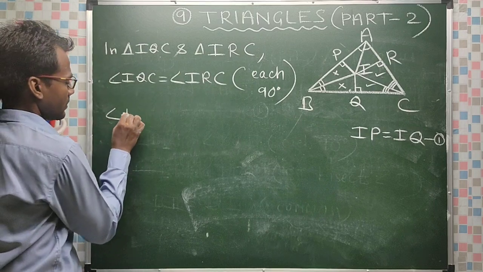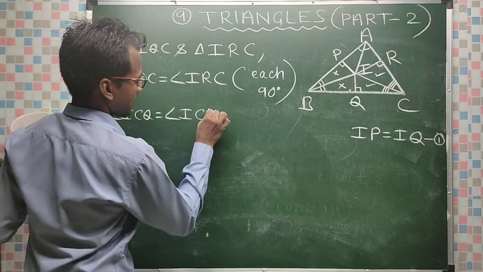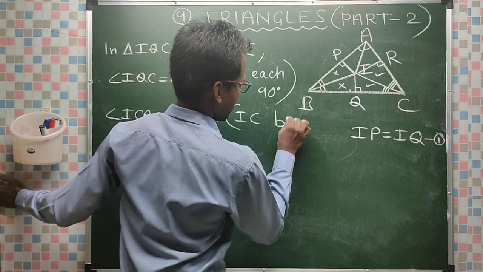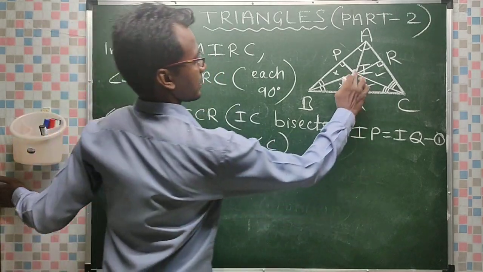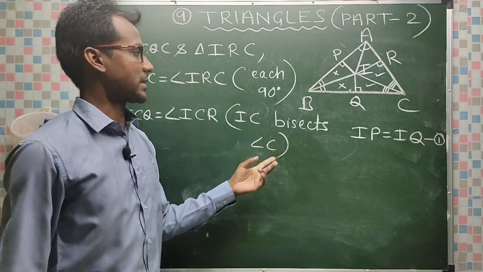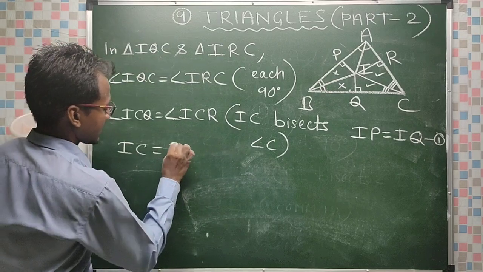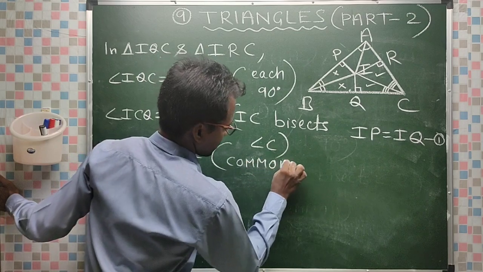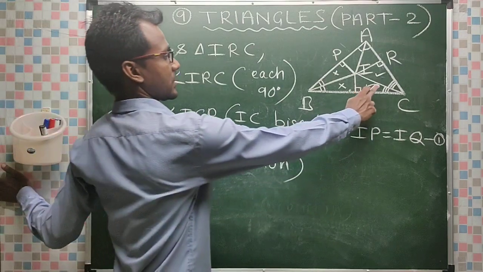Then angle ICQ equals angle ICR. Why? Because IC bisects angle C. IC bisects angle C. How do you get the incenter? By doing angle bisectors only. So IC bisects angle C. This is the reason. Next is IC is equal to IC. This is common. You can see IC is common.